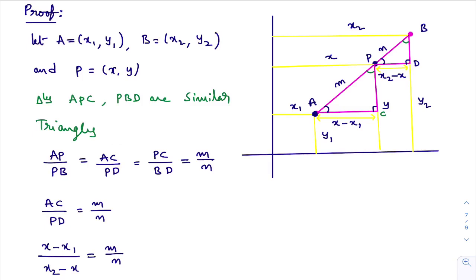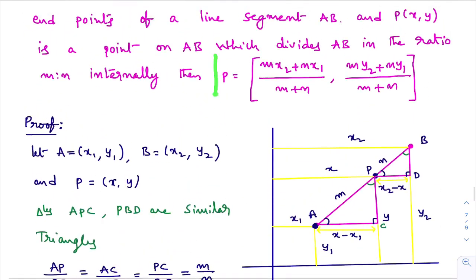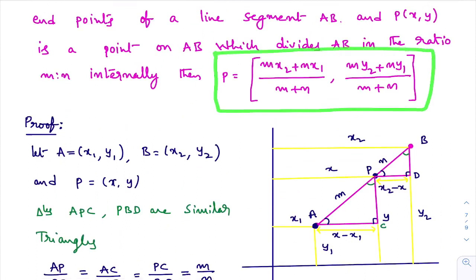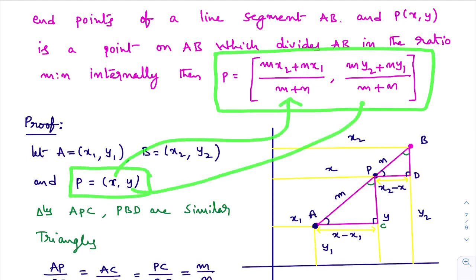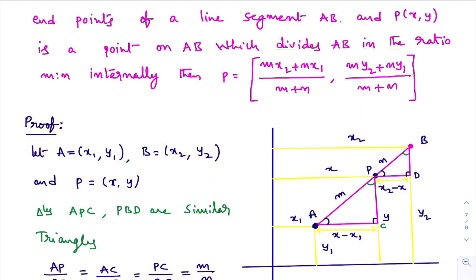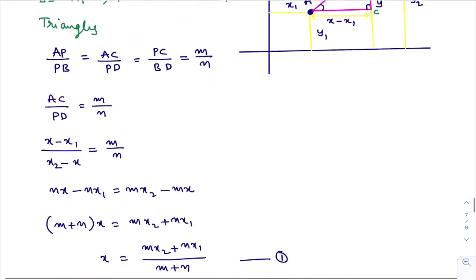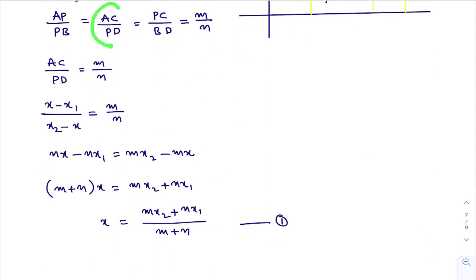Now, actually what I am trying to prove? I am trying to prove that P is equal to (mx2 plus nx1) divided by (m plus n), (my2 plus ny1) divided by (m plus n). But you look here, you taken P as x comma y. That means I am going to prove that this is nothing but x, this is nothing but y. Okay, now to prove that, first I'll take this AC divided by PD equal to m/n.